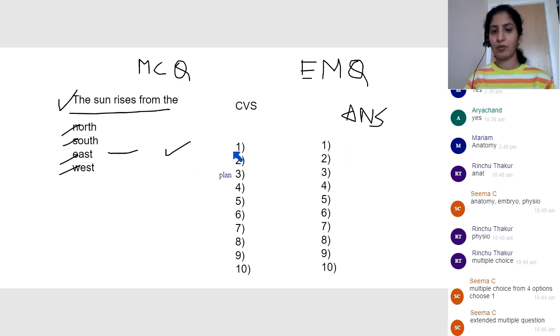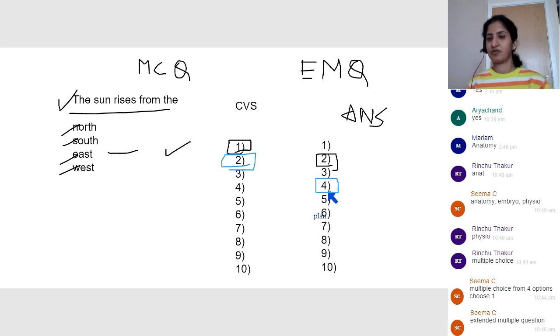Say your question number 1 is answer 2, just giving an example. Your question number 2 is answer 4, and so on. So basically, it's like matching two columns. For every correct answer, you get 1 mark. So this MCQ is of 10 marks. If you get 5 correct and 5 wrong, you get 5 marks.